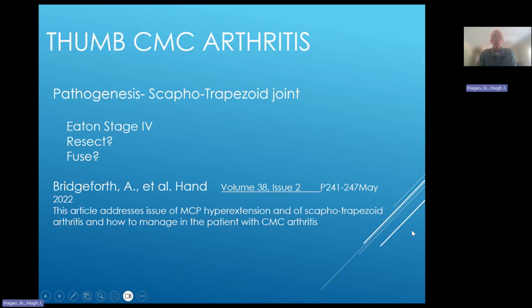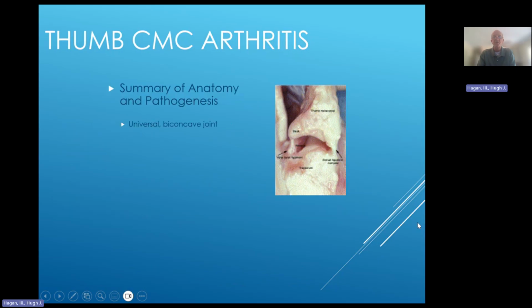Andrew Bridgeforth had an article recently in Journal Hand that talks about ways to manage both STT arthritis as well as MCP hyperextension, and I would refer you to that for a further discussion on the subject.